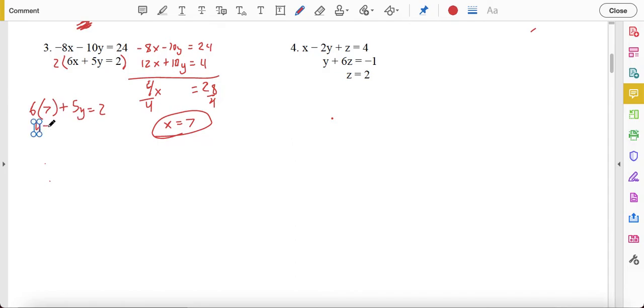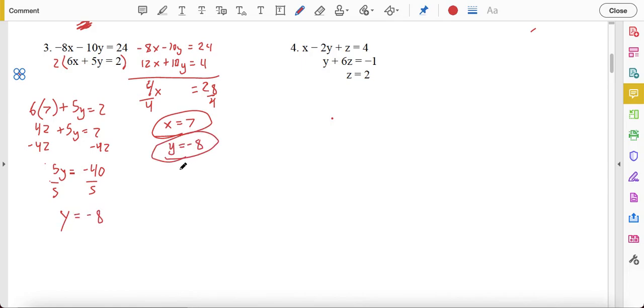So 42 plus 5y equals 2. Subtract 42 from each side. 5y equals 2 minus 42, or negative 40. Divide by 5, and we get y equals negative 8. So 7 and negative 8 are our two solutions, which we can express as an ordered pair, 7 comma negative 8. And that's our final answer.